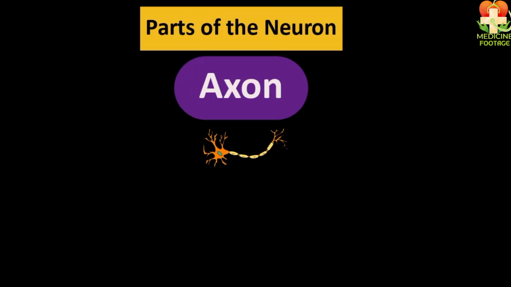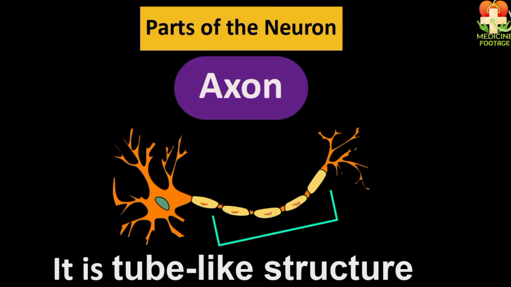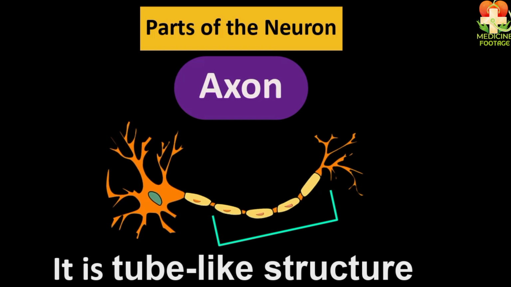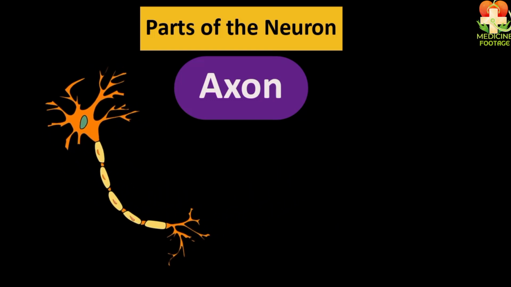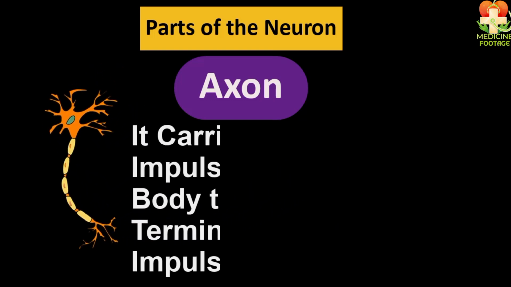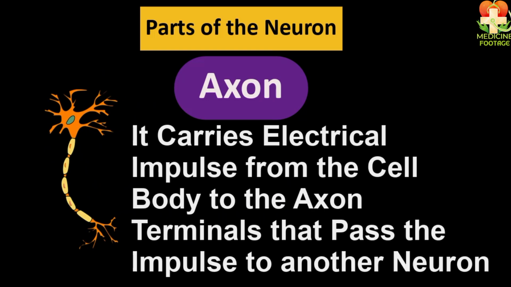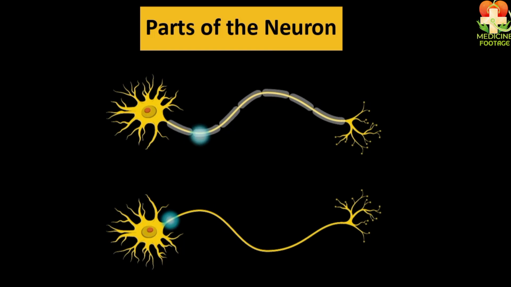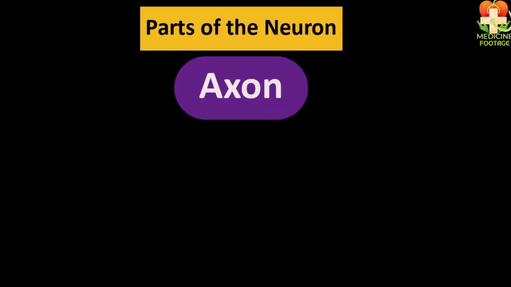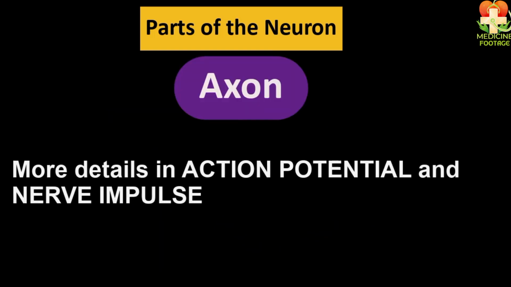Now let's move on to the third structure, which is the axon. Look at this tube-like structure in the neuron. It is called the axon. You might be thinking, what is the function of an axon? The electrical impulses that enter the neuron pass through the dendrites, and from there, the current moves down into the axon, eventually reaching the axon terminal or nerve endings. In other words, the function of the axon is to transmit electrical impulses from one neuron to another. For more details about this, you can watch my lecture on action potentials and nerve impulses in my channel.